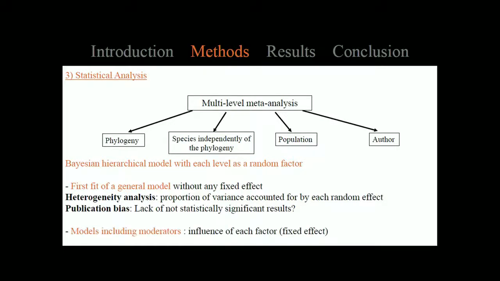And after, to show the factors that can influence the relationship, I included moderators, to see the influence of the factors. For example, for the predation, I formed two groups, one in which there is predation and one with no predation, and I compare the mean of the two groups.